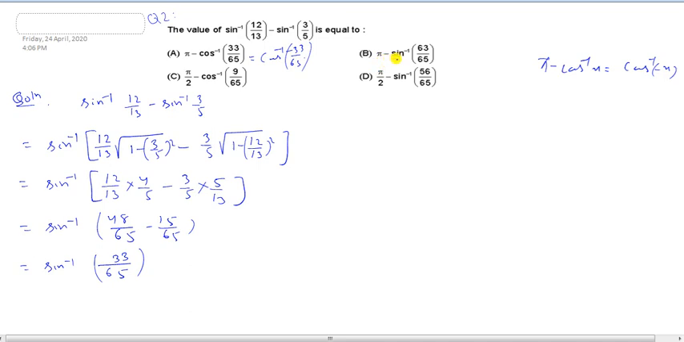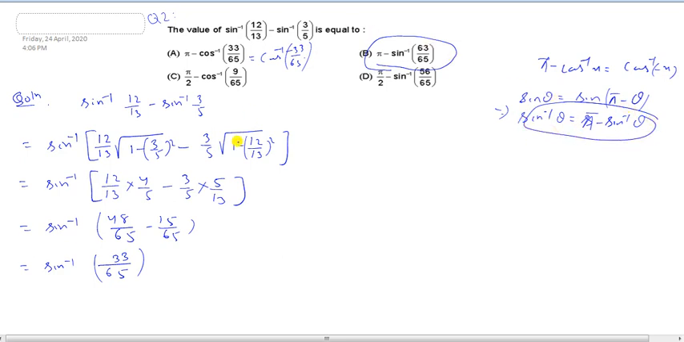Now let me talk about pi minus sine inverse 63 divided by 65. As you know, sine theta is also equal to sine of pi minus theta. So you take the inverse of each other: sine inverse theta is also equal to pi minus sine inverse theta. On this logic, this sine inverse 33 by 65 can also be written as pi minus sine inverse 63 divided by 65, because I will confine the value within this range.